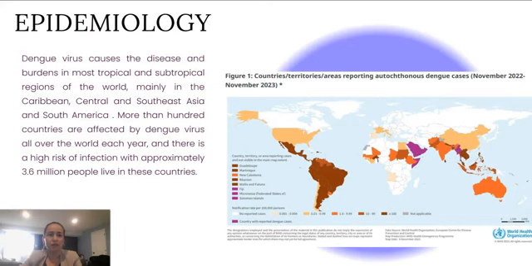Epidemiology. Dengue virus causes disease and burdens in most tropical and subtropical regions of the world, mainly in the Caribbean, Central and Southwest Asia, and South America. More than 100 countries are affected by dengue virus all over the world each year, and there is a high risk of infection, with approximately 3.6 million people living in these countries.